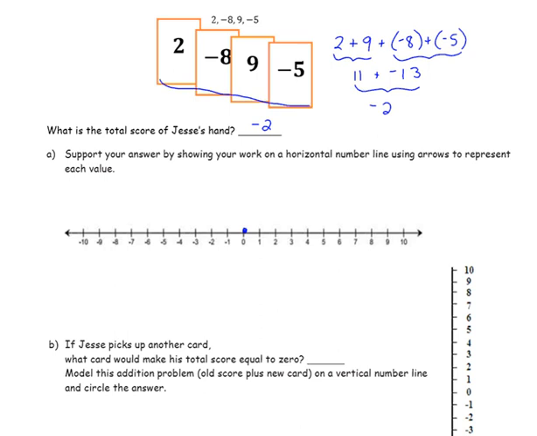So for the positive 2, I'm going to go to the right 2 spaces. For the negative 8, I'm going to go to the left 8 spaces: 2, 4, 6, 8. Positive 9, I'm going to go to the right. So that's 6, 7, 8, 9 to the right. And then negative 5, 1, 2, 3, 4, 5, going to the left because it is a negative number. Finally, circle the answer that you end up in.